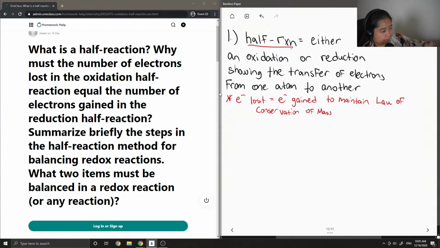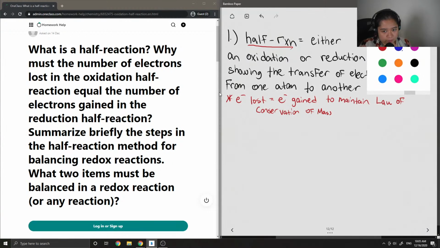Okay, so the next part of the question just asks to summarize briefly the steps in the half reaction method for balancing redox reactions. And I'll pretty much just answer the next question, what two items must be balanced? Basically, your atoms must be balanced, and also you want to make sure the charges are balanced as well. So I'll just add those as part of the steps.